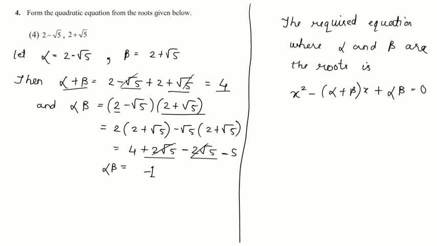Therefore, the required equation where alpha and beta are the roots of the quadratic equation is x square minus (alpha plus beta) into x plus alpha into beta. So let's put the values of alpha plus beta and alpha into beta. Alpha plus beta is 4 and alpha into beta is minus 1. Therefore, x square minus 4x, this plus into minus is minus 1 is equal to 0. And this is the required quadratic equation.